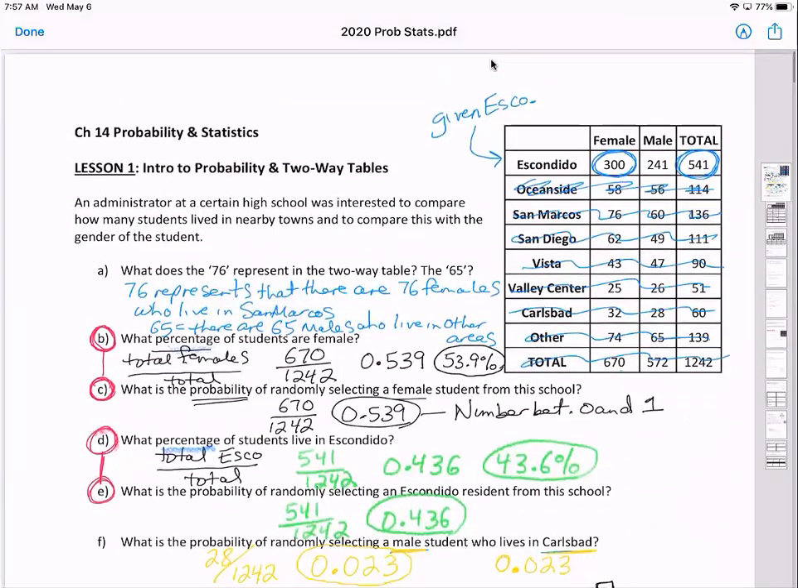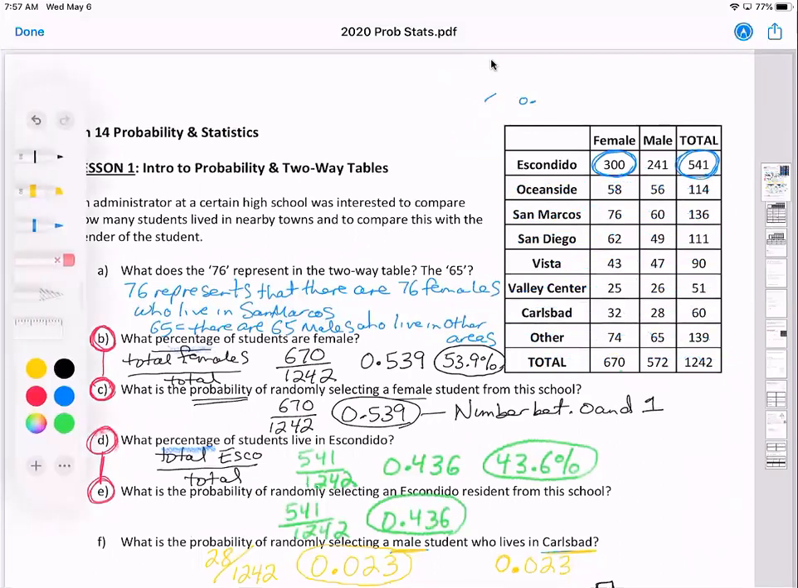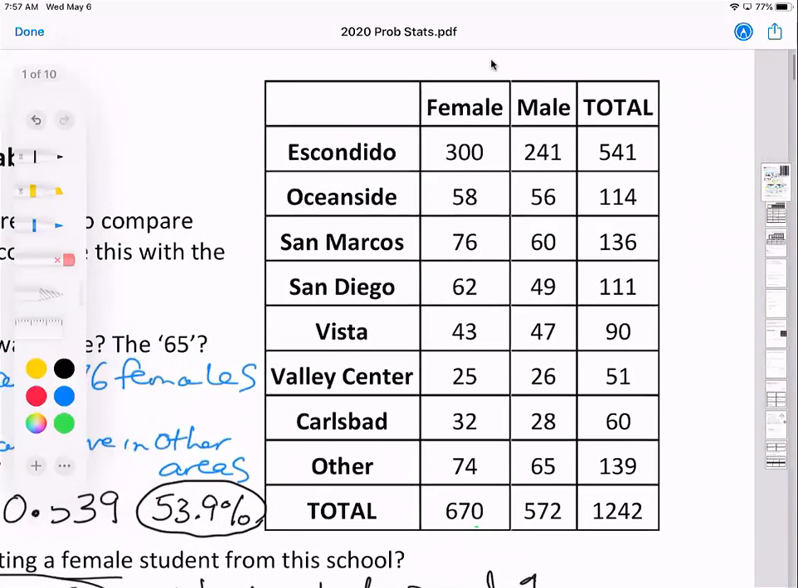So let's look at the entire table again. That's kind of cool. Okay, here's the table. Zoom in on it. Biggest disparity kind of means there's way more females than males, or vice versa, there's way more males than females from a particular town. So we're going to be looking across each town. Let's just look at Escondido first. It looks like there's quite a few more females than males.